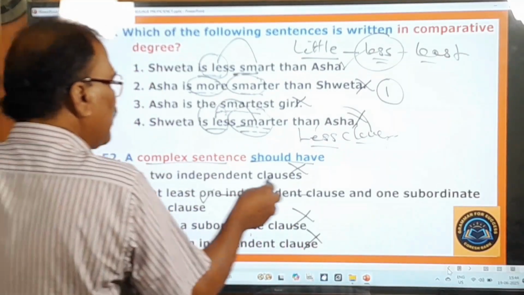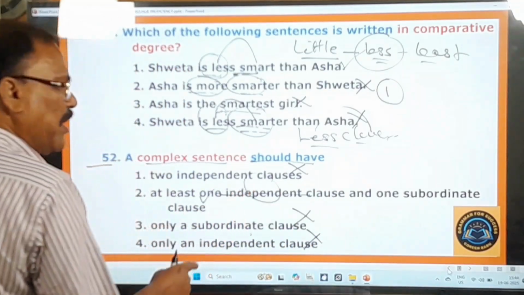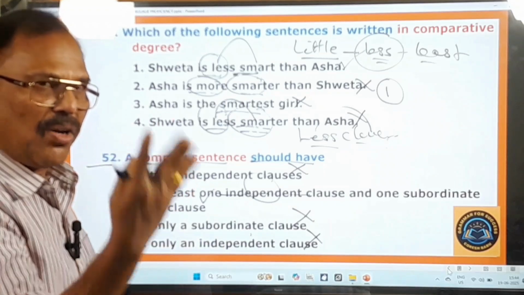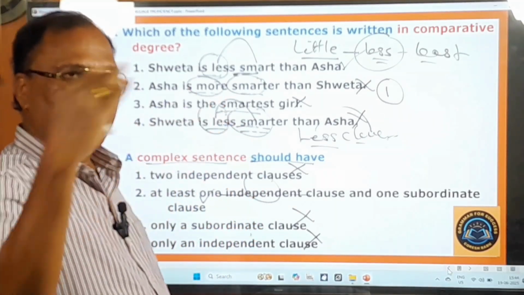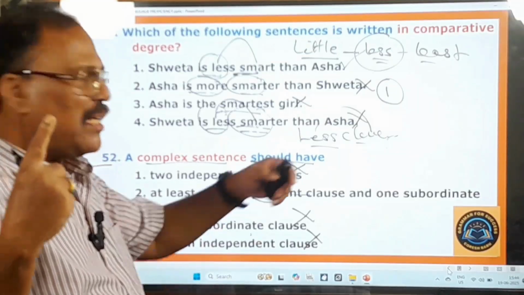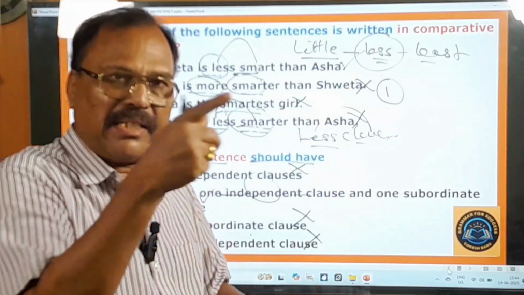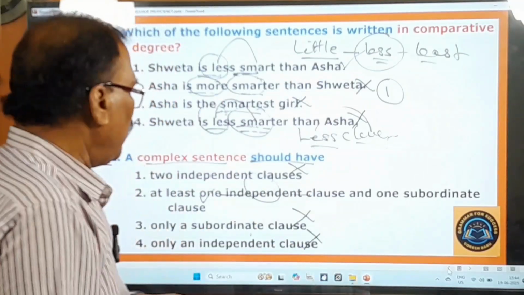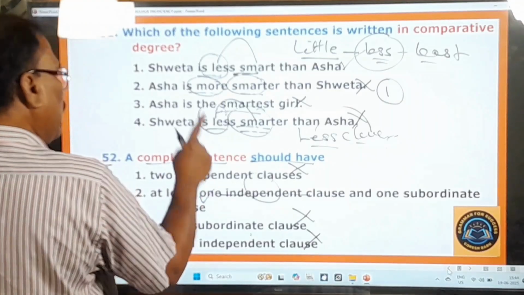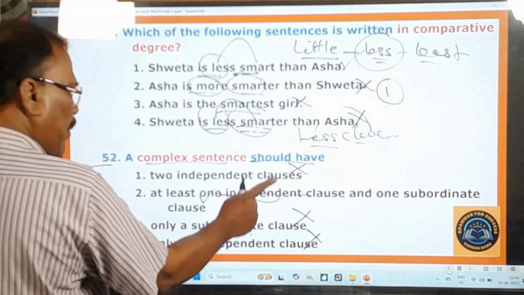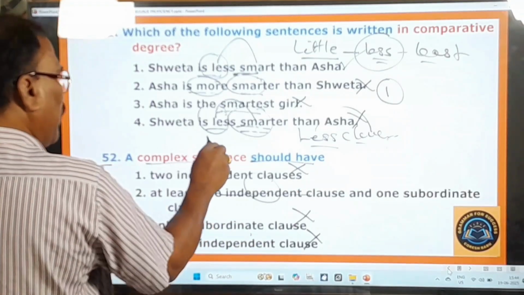So here always in a complex sentence there must be one independent clause. This independent clause has got two other names: main clause and principal clause. So independent clause, main clause or principal clause, all these are one and the same, plus one subordinate clause. So whenever this combination is there in that given sentence, then that sentence is called what? A complex sentence. Okay, and therefore yes, in a complex sentence there must be at least one independent clause and one subordinate clause, then only that is called a complex sentence.